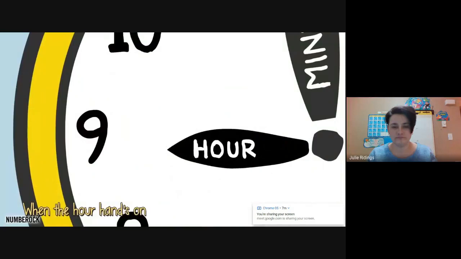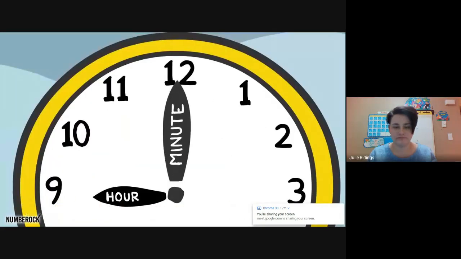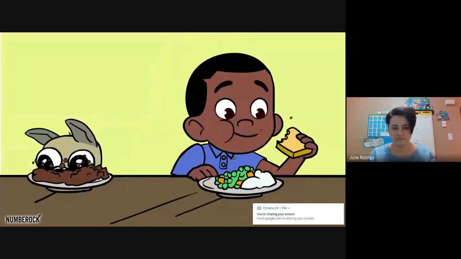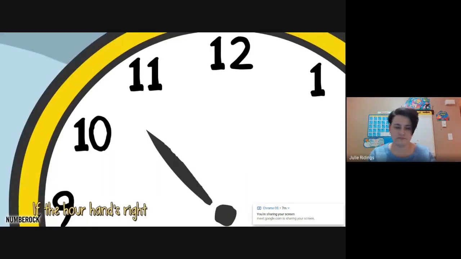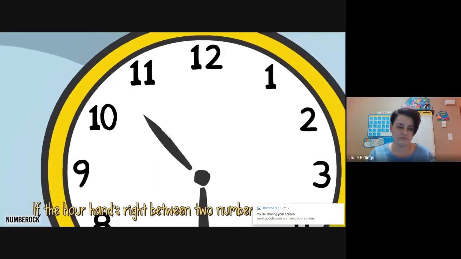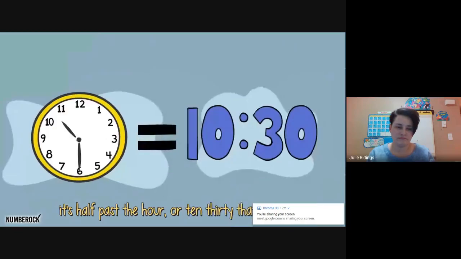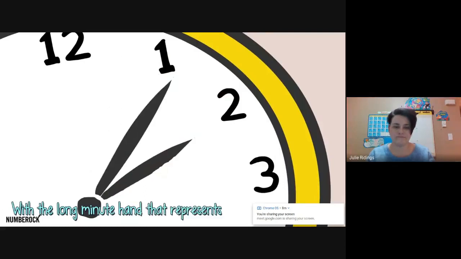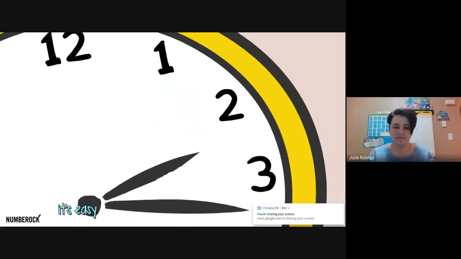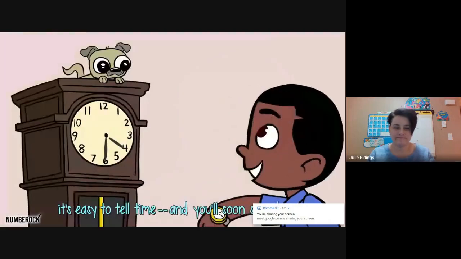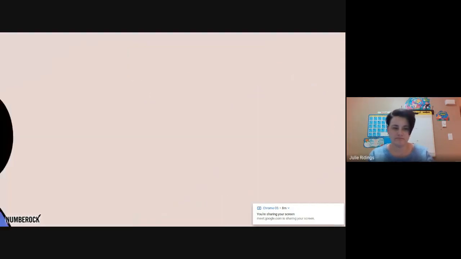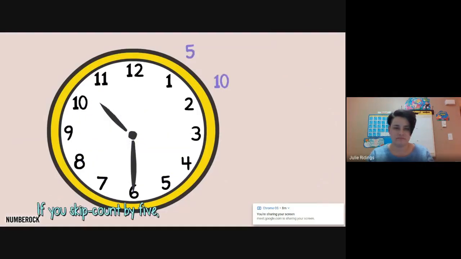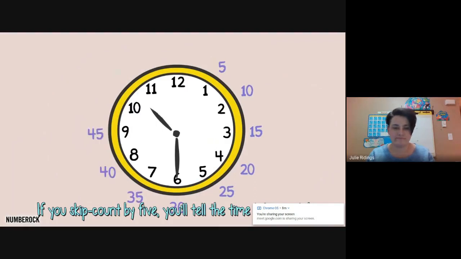When the hour hand's on a number and the minute hand's up, we know it's o'clock. If the hour hand's right between two numbers, it's half past, like 10:30 that day. With the long minute hand that represents the minutes gone by, it's easy to tell time and you soon see why. Each number on the clock is 5 minutes, and if you skip count by 5 and tell the time, it gets split.